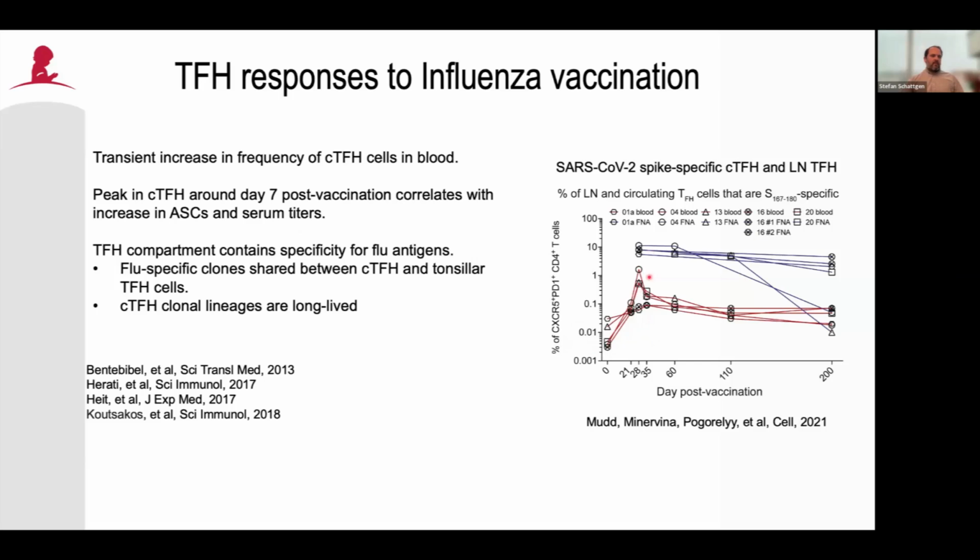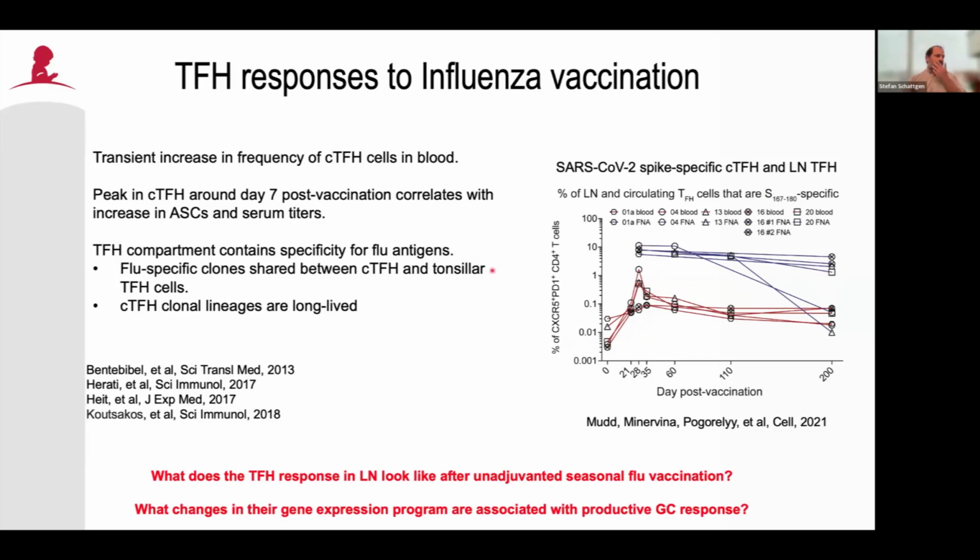But what was surprising to us is that the frequency of the germinal center TFH cells, so the lymph node TFH cells from these individuals, were very high, and they remained very high for a very long time. Out past 6 months here, we could see that there's still upwards of 10% of the TFH cells in the lymph node were actually specific for this one particular epitope here.